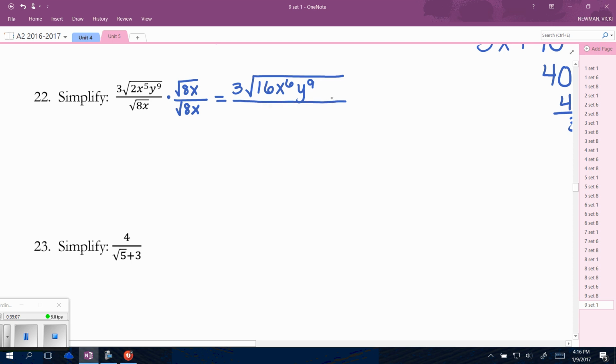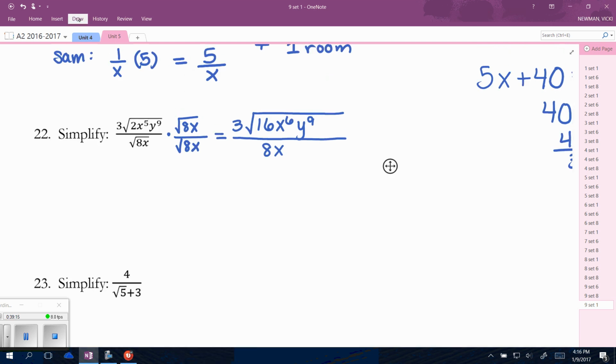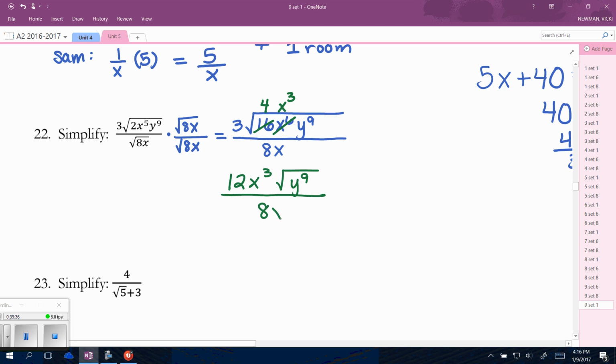Over 8x, square root of 8x times square root of 8x is 8x. Simplify the numerator. First of all, square root of 16 is 4. Square root of x to the 6th is x cubed. So far you have 12x cubed square root of y to the 9th over 8x.